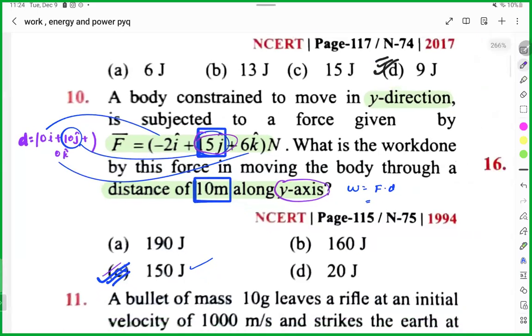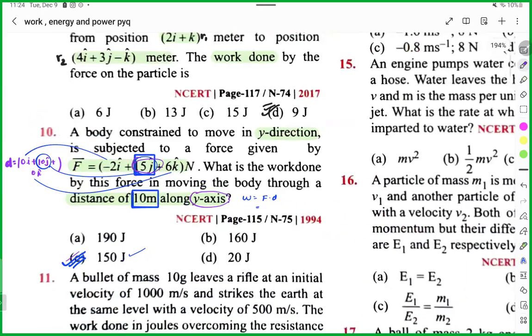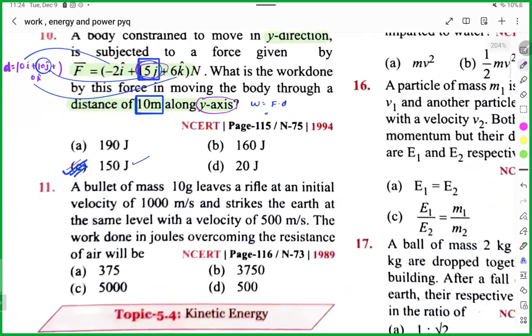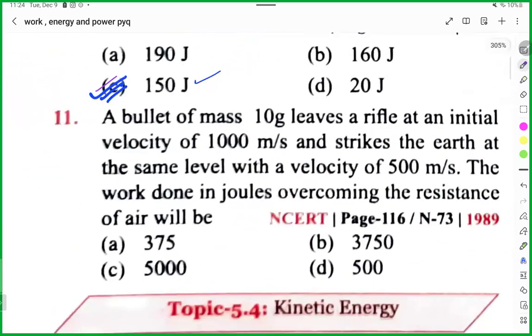Any doubt, guys? Was it really an easy question? Yes, sir. If it was, then solve the next question.